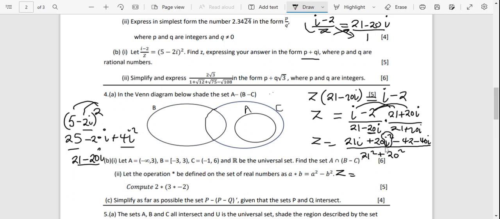So this is going to be negative 20, right? So it will be negative 20 minus 42. These are like terms. Negative 20 minus 42, that is going to give you negative 62. And then you have got 21i, negative 40i. These are also like terms. Now the 21i is positive, the 40i is negative.